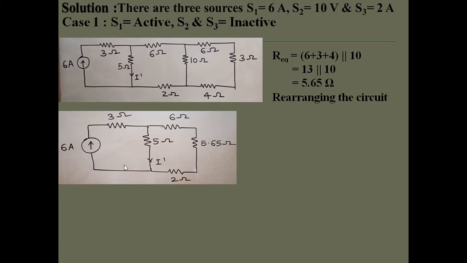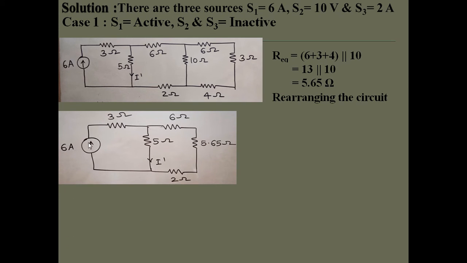These three resistances are series and their series combination will come in parallel with 10. So R equivalent will be 6 plus 3 plus 4 parallel 10, that is 13 parallel 10. And its answer will be 5.65 ohm. When we rearrange this circuit, our new circuit diagram will appear like this.